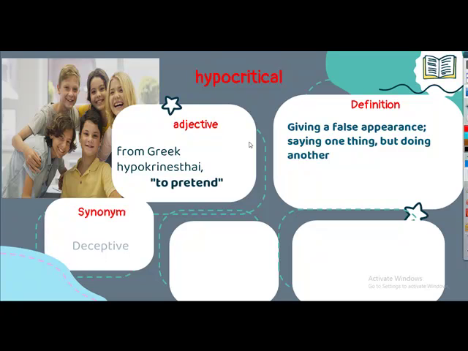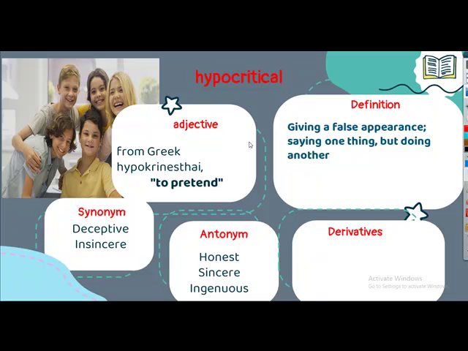The synonym for hypocritical is deceptive or insincere. Of course, the antonym would be honest, sincere, or ingenuous. Hypocrisy, that's a noun. Hypocrite, that's another noun. Please memorize them by heart. These words are extremely important within your everyday speech or academic paper.